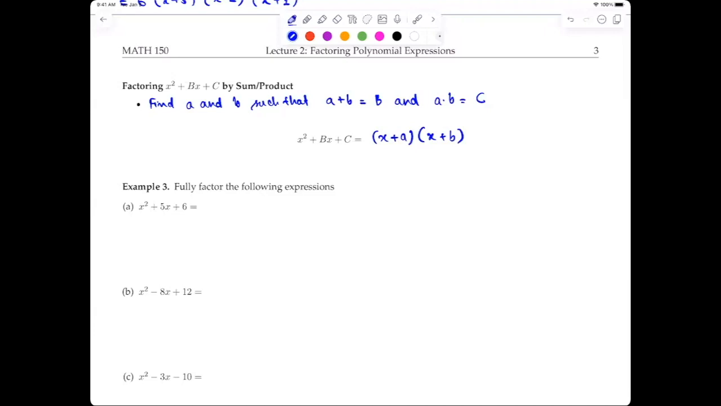Again, you're looking for two numbers, a and b, such that when you add them together, you get 5. When you multiply them together, you get positive 6. Some of you know it. So positive 3 and positive 2. So you do x plus 3 times x plus 2. Again, because you add 3 and 2, you get positive 5. Multiply 3 and 2, you get positive 6. That's the result.